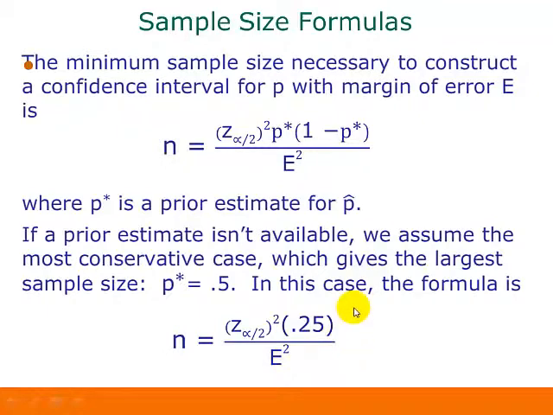One thing to remember when using either one of these formulas is that since we're talking about proportions, everything has to be in decimals. So that includes the margin of error E. If you're given the margin of error as a number of percentage points, you have to put it in this formula in decimal form.